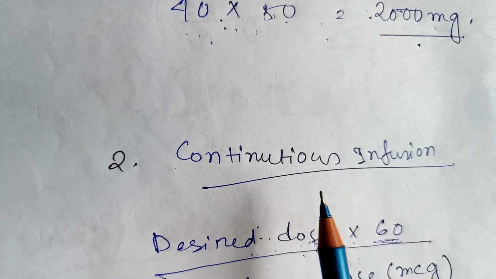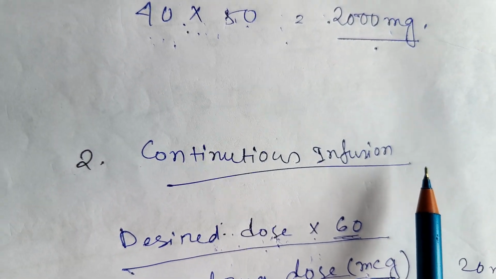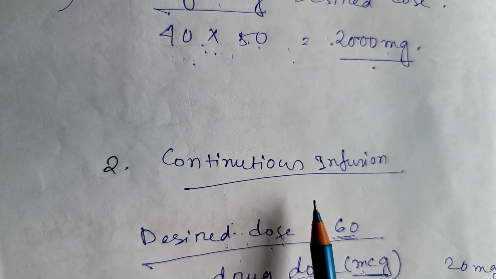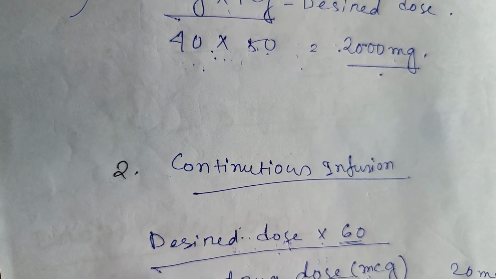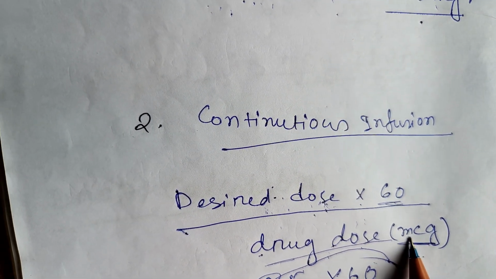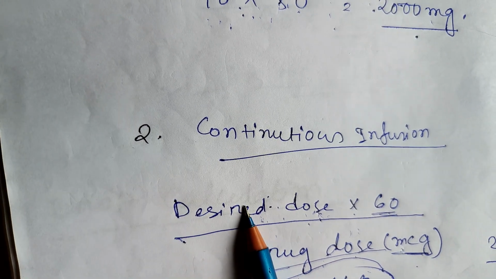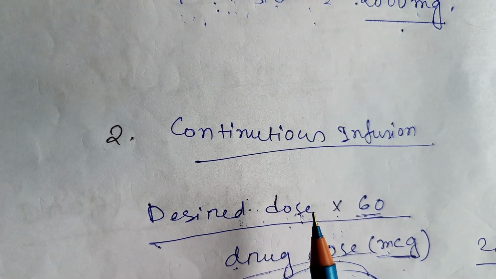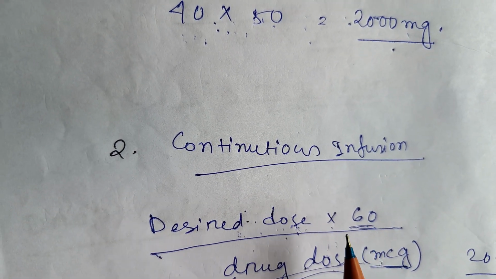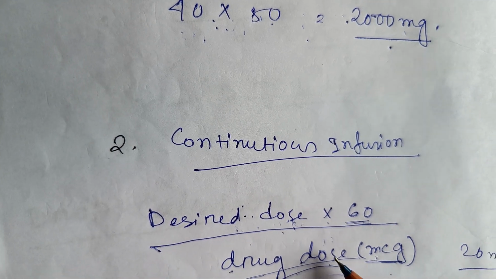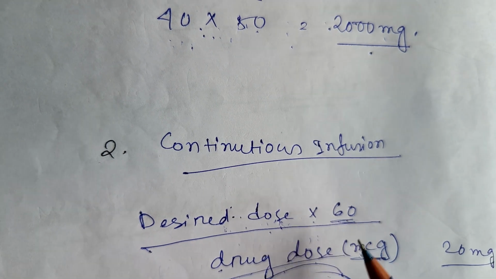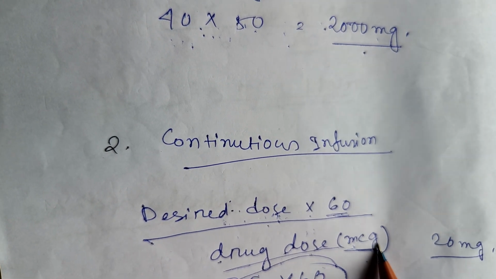Next, we are going to learn the continuous infusion dose. If a patient needs continuous infusion of medicine, how do we calculate the medicine dose? The formula is desired dose into 60 divided by drug dose in mcg. The desired dose means the dose prescribed by the doctor that we need to give the patient, into 60, the drop factor constant, divided by drug dose in mcg.